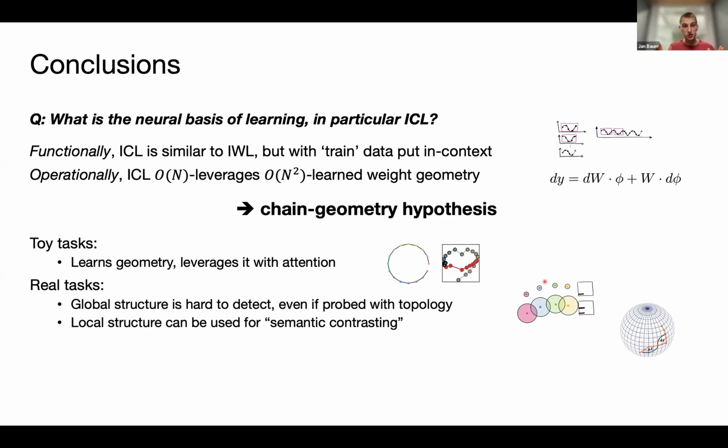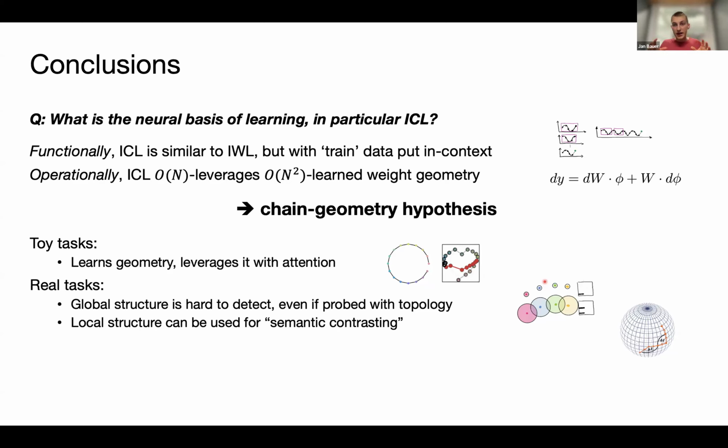Okay, so to conclude, the question which we set out into this project is, what makes the neural basis of learning, in particular in-context learning? Because this seems to be the strikingly, superficially, physiologically different paradigm from in-weight learning. And one thing to point out is that in-context learning is kind of similar to in-weight learning, functionally speaking, because it just puts the trained data into context. And then you have the same data and you can just do the same with it.